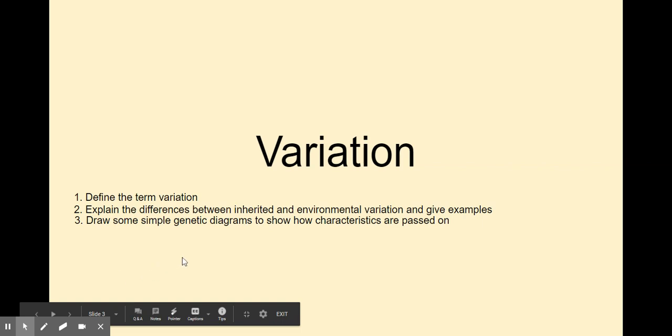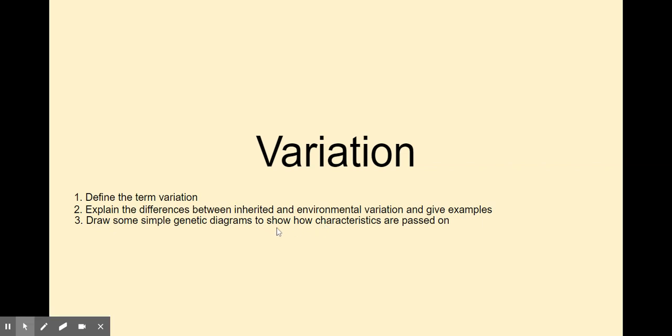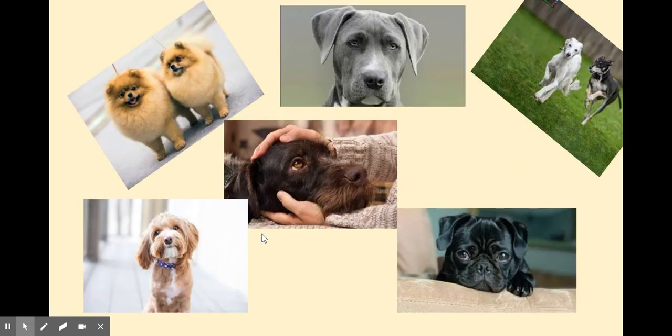Okay, so today we're going to be talking about variation. What I'd like you to do is define the term variation, explain the differences between inherited and environmental variation and give some examples, and draw some simple genetic diagrams to show how characteristics are passed on.